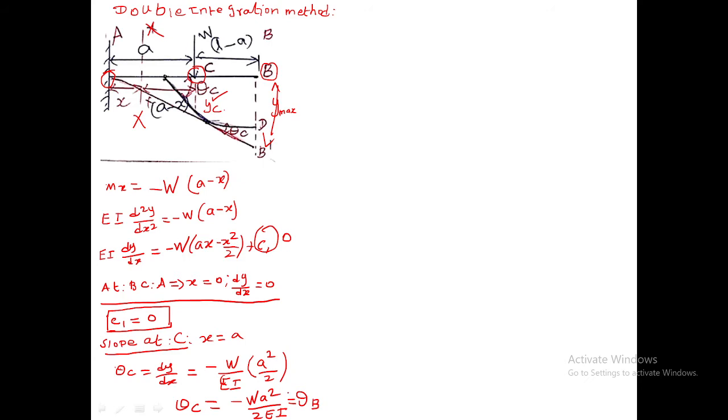This is also theta b. Theta b equal to theta c, because there is no load between portion B to C, so there is no bending moment in that portion. B to C is a straight line, a free end with no load between B and C, so the beam does not bend further. So the slope theta c equal to theta b.